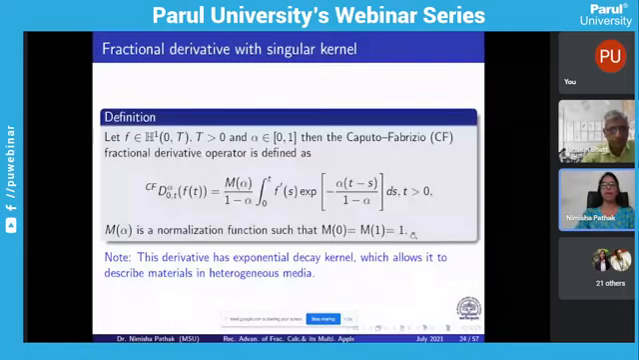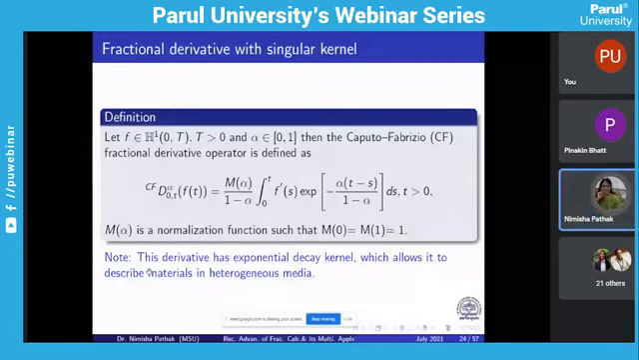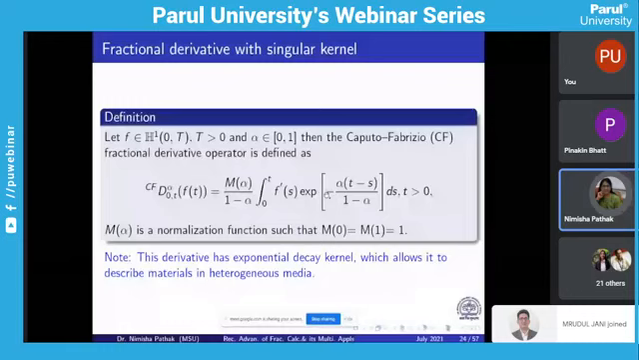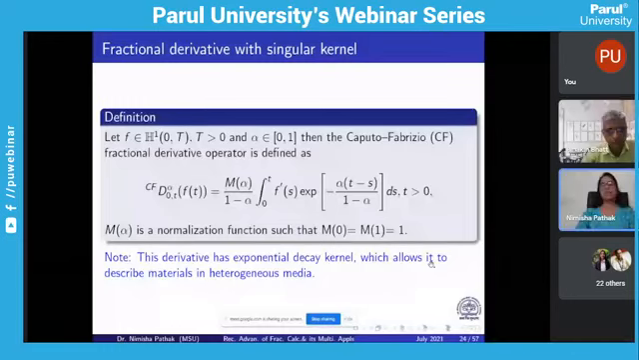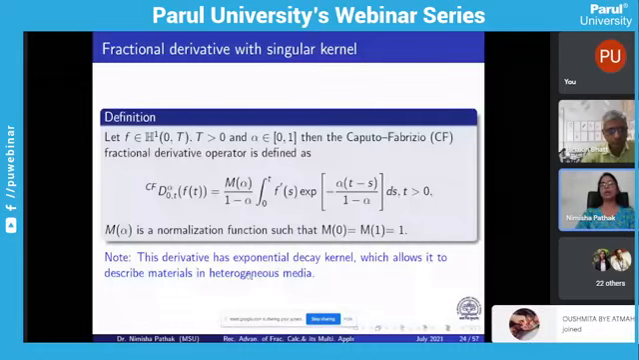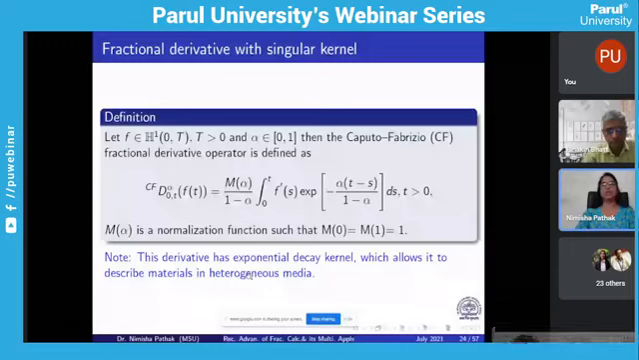Here this derivative has exponential decay. See, here it is the exponential of a minus sign. So it has an exponential decay kernel, which allows it to describe materials in heterogeneous media. This is very, very important. And that's why there are more applications of this fractional derivative operator.